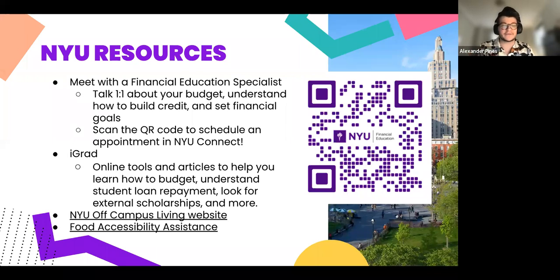There's the Off-Campus Living website, which I went over at the beginning. That has a really comprehensive overview of all of the ins and outs of specific terminology, especially unique to New York City. And then finally, there's the NYU page on food accessibility assistance in case you are experiencing food insecurity and that sort of thing. There are a couple of different resources available to you in that situation. So those are the NYU resources.